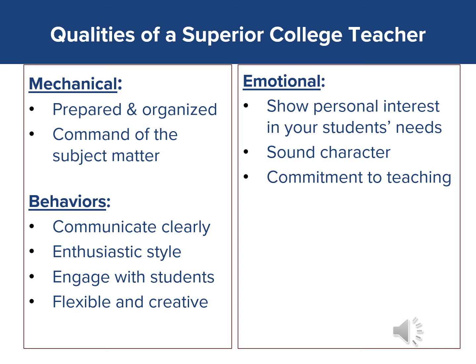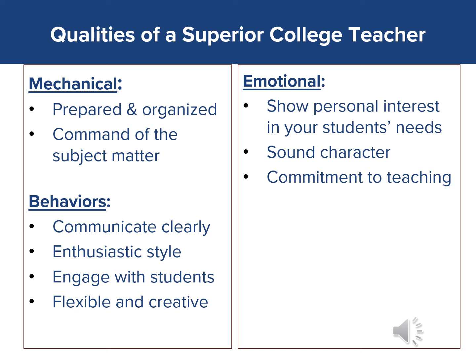What are some behaviors that you can exhibit to be a superior college teacher? Well, make sure you communicate clearly, and that's in writing, verbally, however you communicate. Make sure that it's very clear. Make sure that you're enthusiastic. They'll pick up on your energy level. Make sure that you engage with the students. We've already talked about that engagement. Make sure that they feel that you're part of the learning experience, that you're connected with them. Also make sure that you're flexible and creative. Things happen, things change. Calendars change. Sometimes we have to go home. Sometimes people get sick. Things happen. Be as flexible and creative as you can.